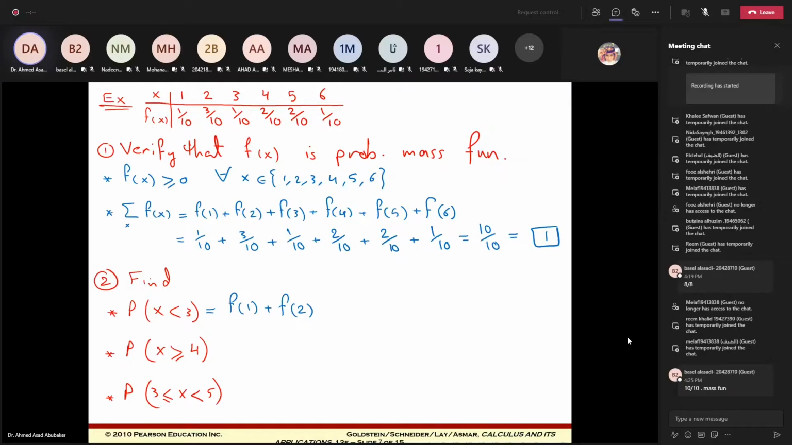This is x less than 3, just 1 and 2. So f1 plus f2 equals 4 over 10.